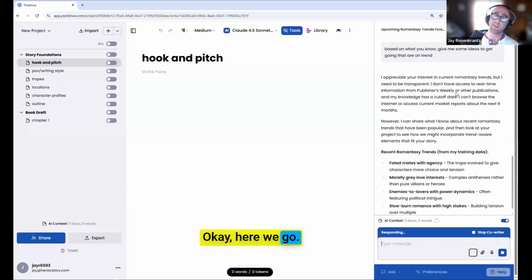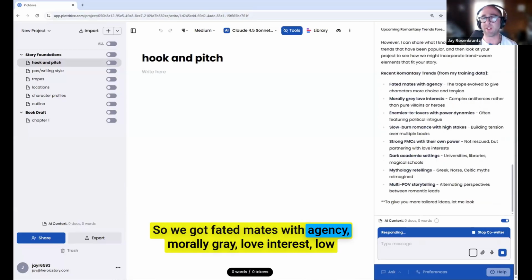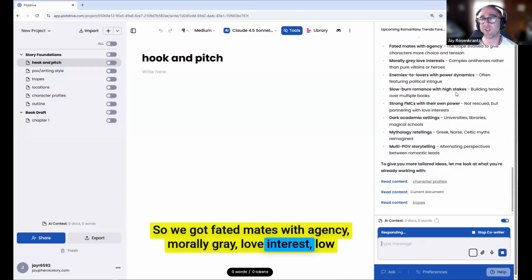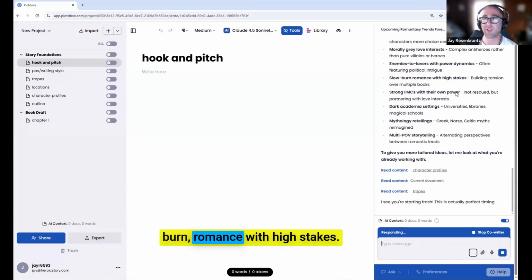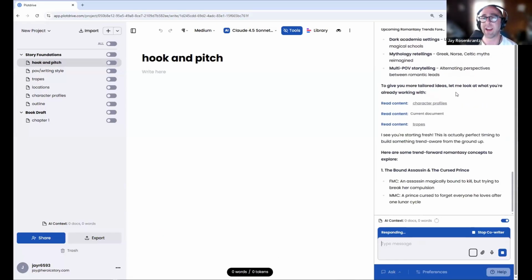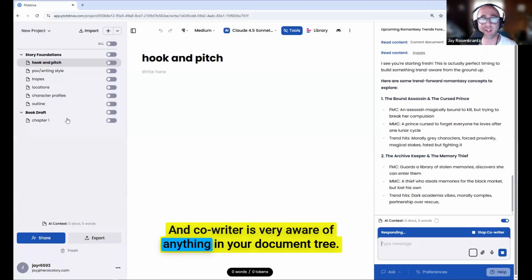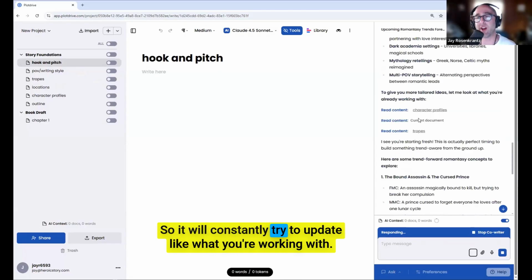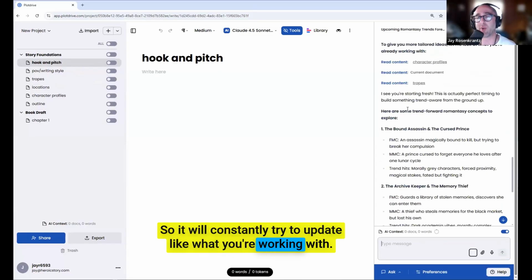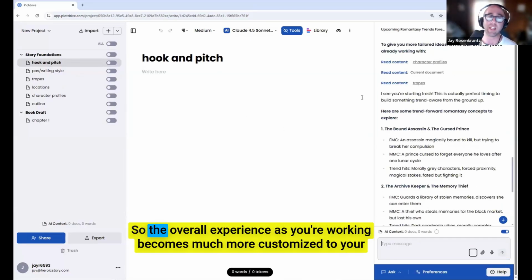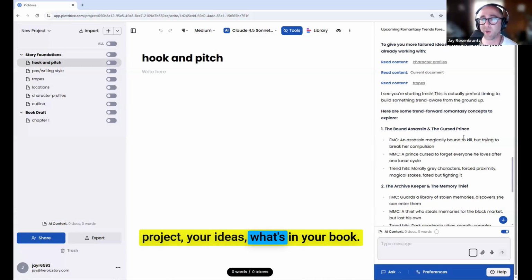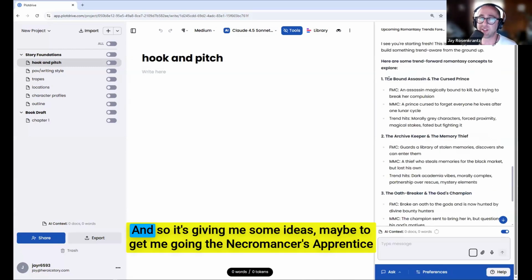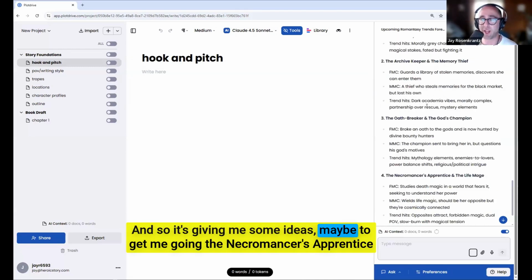Okay, here we go. So we got fated mates with agency, morally gray love interest, slow burn, romance with high stakes. And co-writer is very aware of anything in your document, so it will constantly try to update what you're working with. So the overall experience as you're working becomes much more customized to your project, your ideas, what's in your book. And so it's giving me some ideas maybe to get me going.